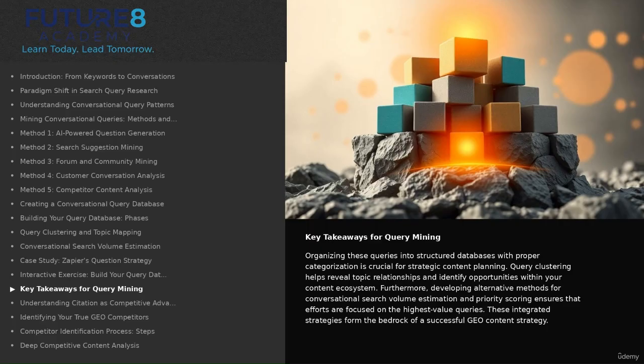Organizing these queries into structured databases with proper categorization is crucial for strategic content planning. Query clustering helps reveal topic relationships and identify opportunities within your content ecosystem. Furthermore, developing alternative methods for conversational search volume estimation and priority scoring ensures that efforts are focused on the highest value queries. These integrated strategies form the bedrock of a successful GEO content strategy.